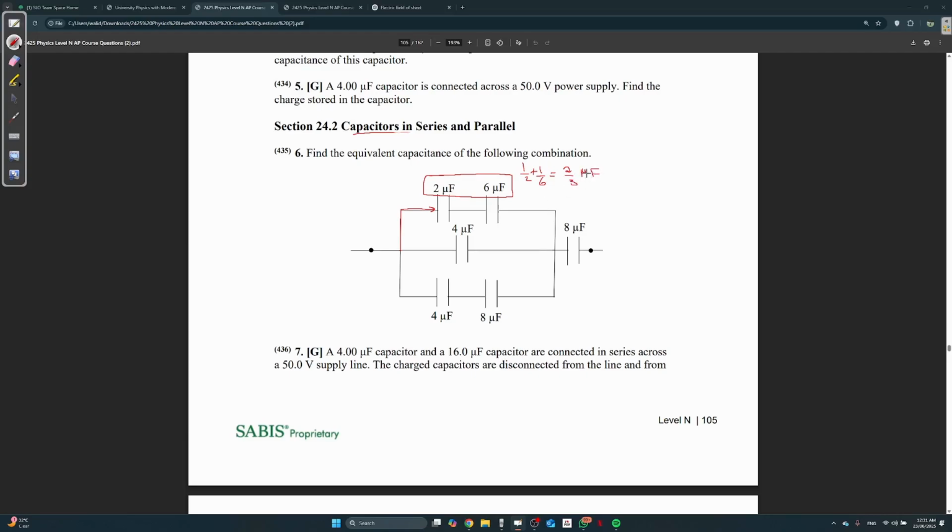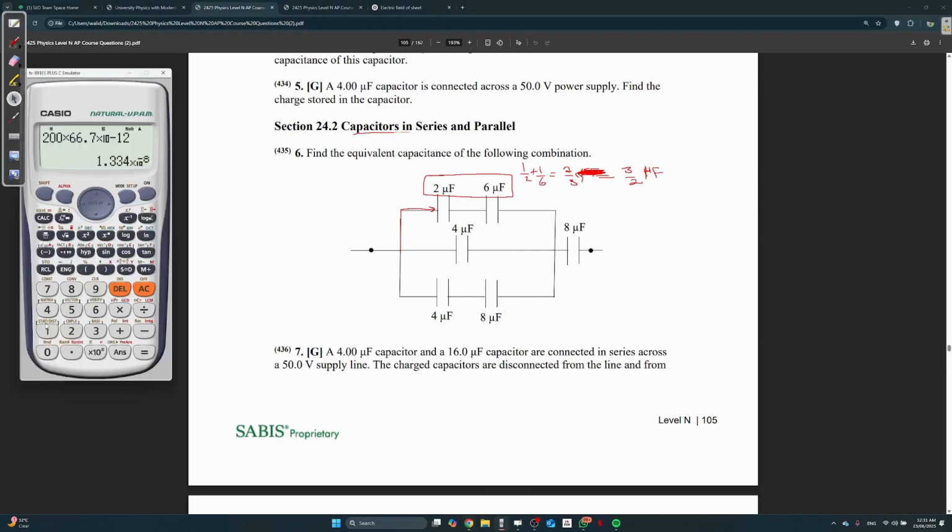microfarads. Okay, but remember, after adding, you need to flip it. So it equals 3 over 2 microfarads. So add them and then take the reciprocal. So 1 over 2 plus 1 over 6, just so I show you on the calculator. Then flip it. Okay, you need to flip it. So 1 over that answer, you get 3 over 2. So 3 over 2 microfarads for this branch.